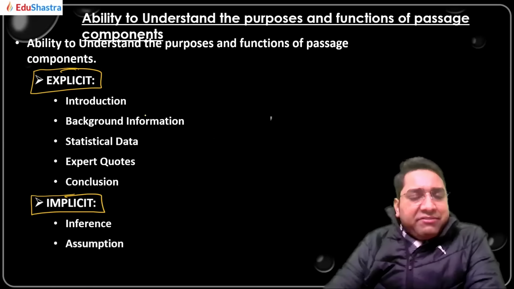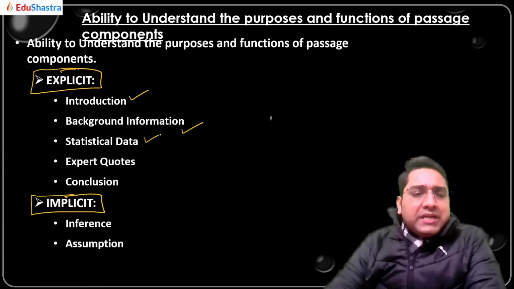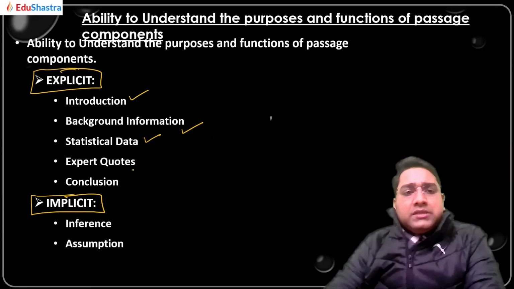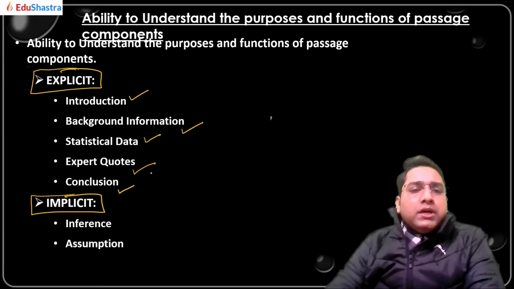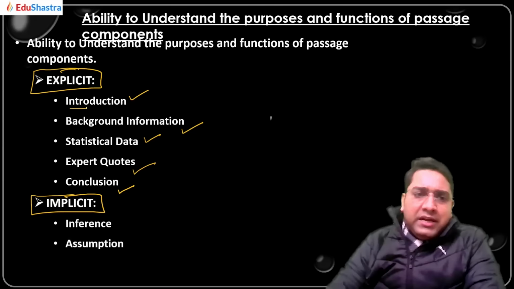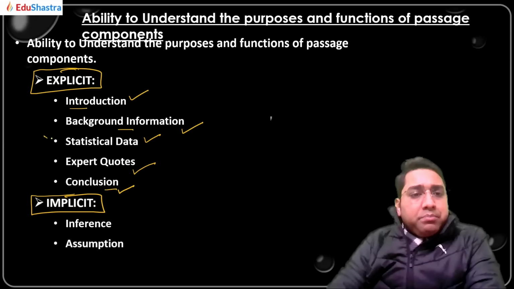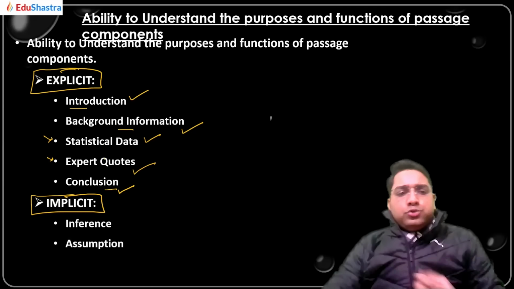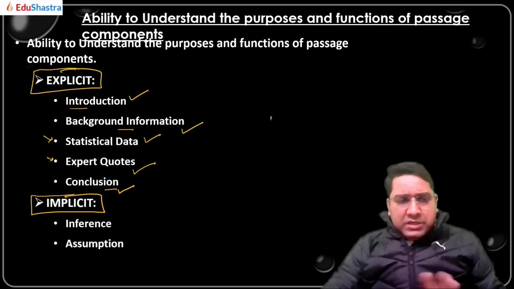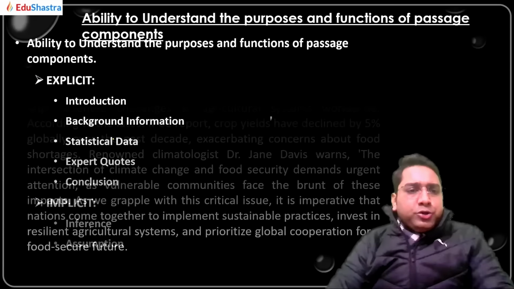Correct? So if it is explicit, it can be an introduction, background information, statistical data, somebody's quote, or a conclusion. Precisely, there would definitely be an introduction, background information and conclusion also. These two points may or may not be given, but mostly they are there. Let me show you how.